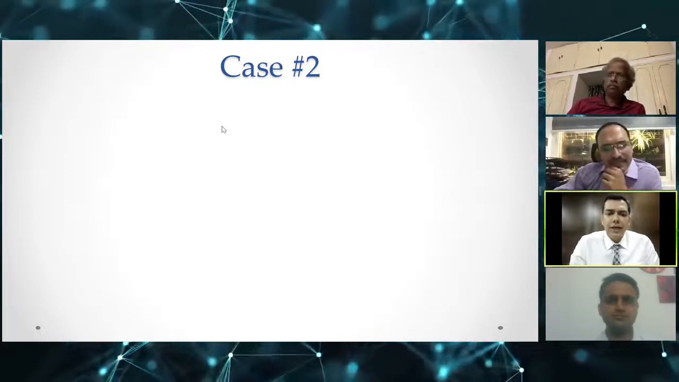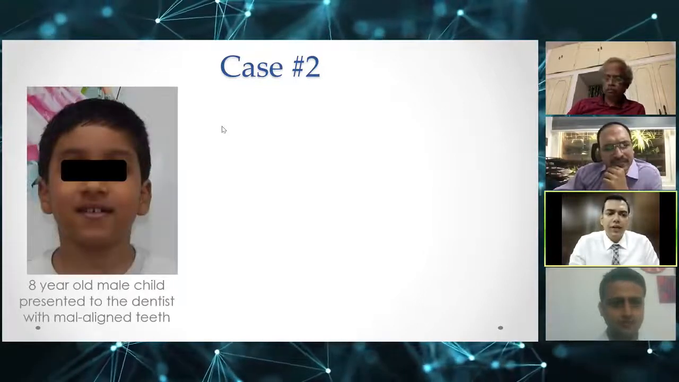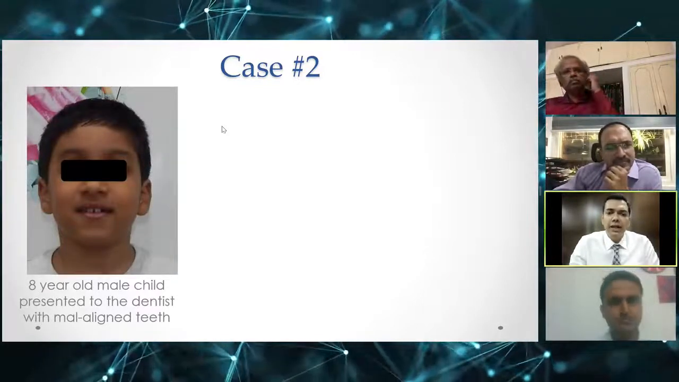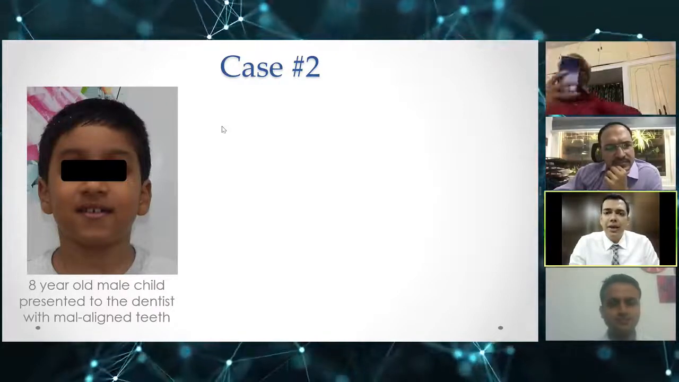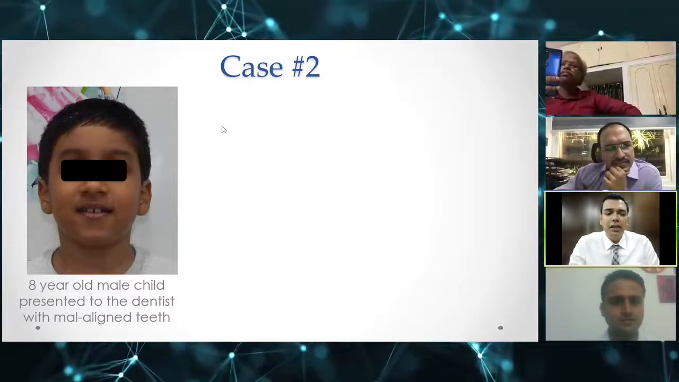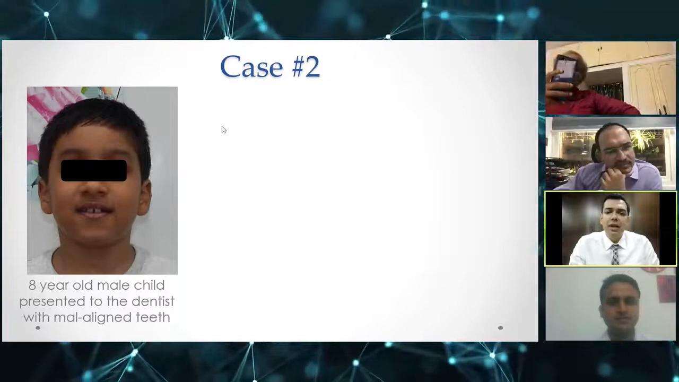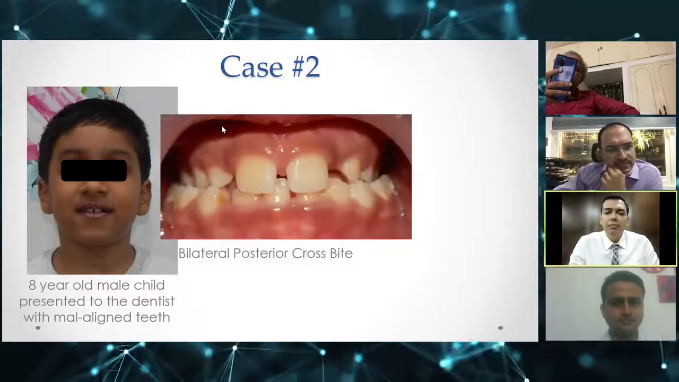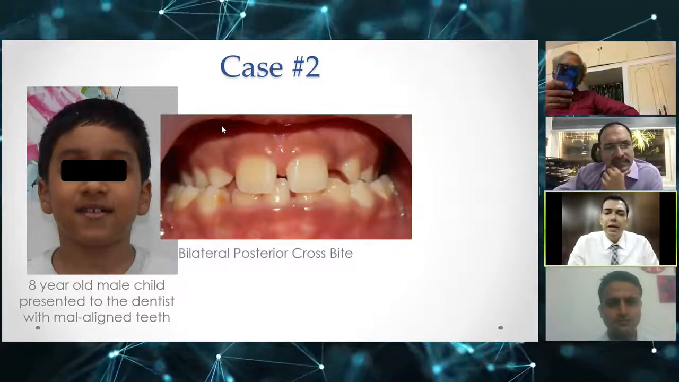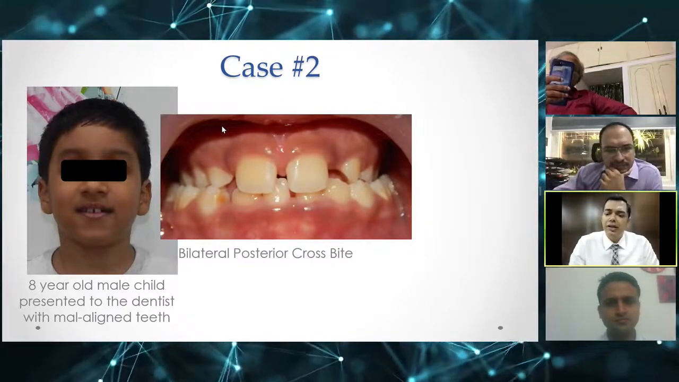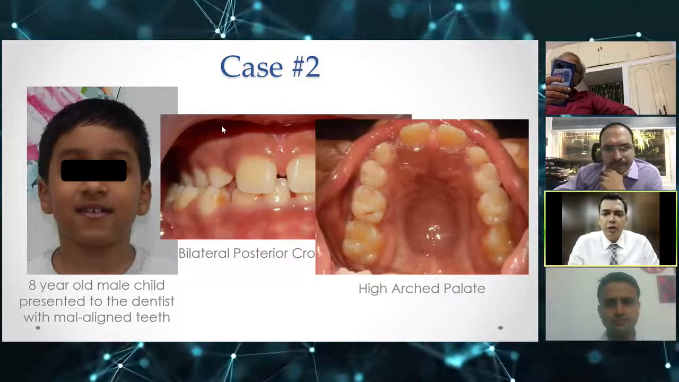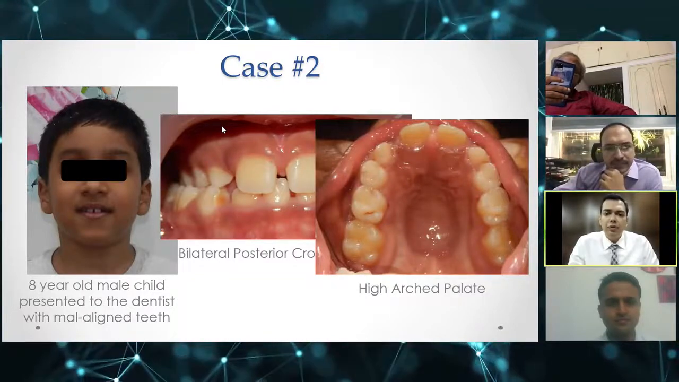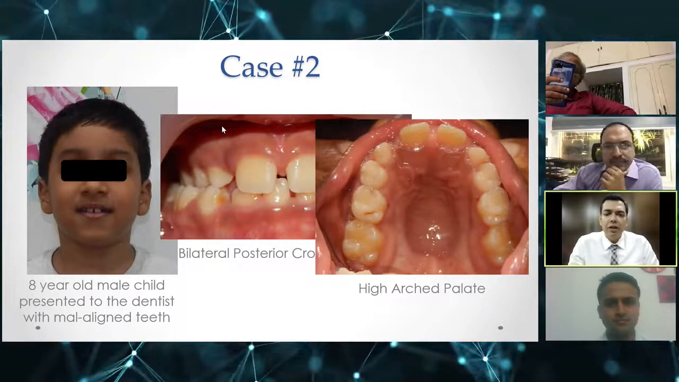So moving ahead to our case number 2, this was an 8-year-old male child who presented to the dentist. The dentist is there with us on the panel right now, Dr. Mihir, and he presented with malaligned teeth. The child had a bilateral crossbite at presentation and a high arch palate, which is what perhaps prompted him to send him for an ENT evaluation.